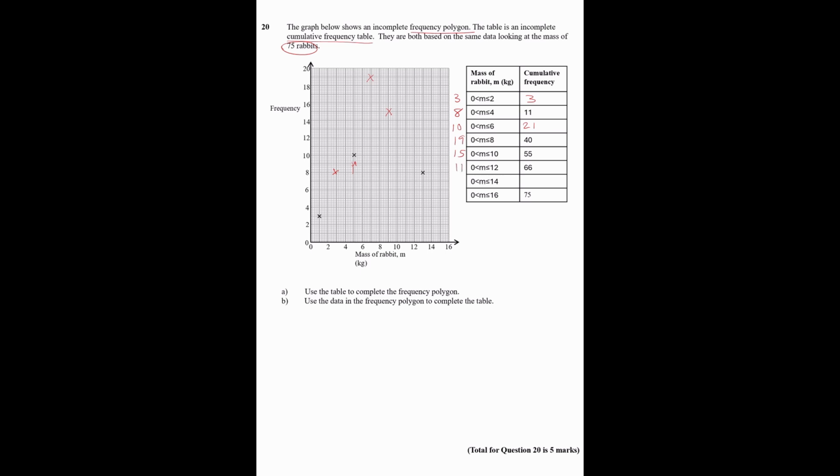So that's the next one along at 11. 11,11. That's plotted at 11. Then the next one is at 13,8. So the frequency table here, that's between 12 and 14. It's 8. Add that to 66, so we get 74. And then the last one's 1, between 14 and 16, so that's 15,1. And then all we need to do is join them.